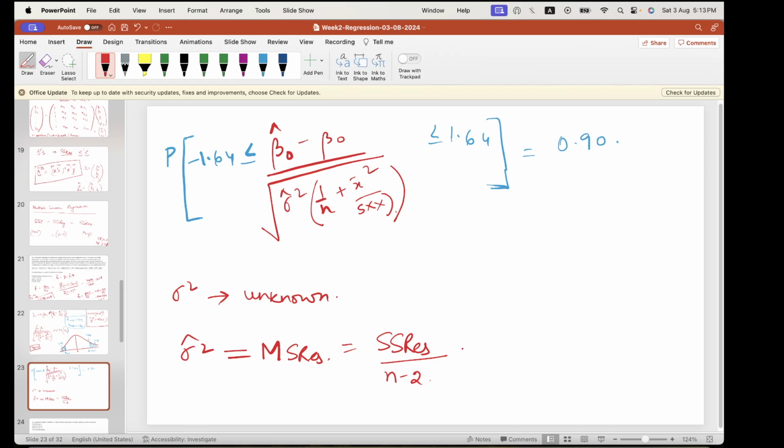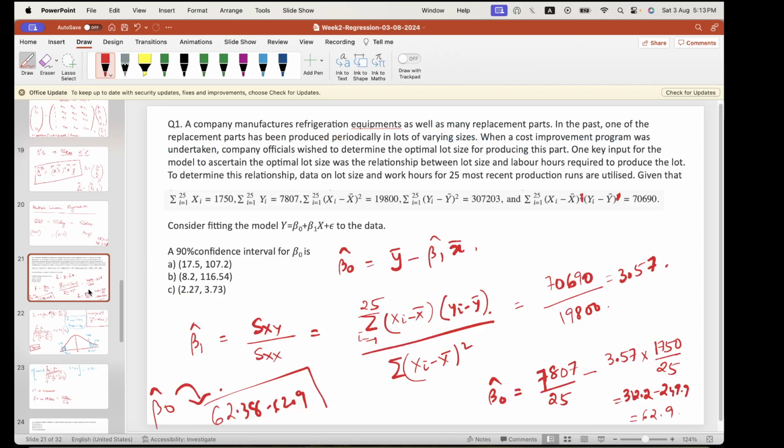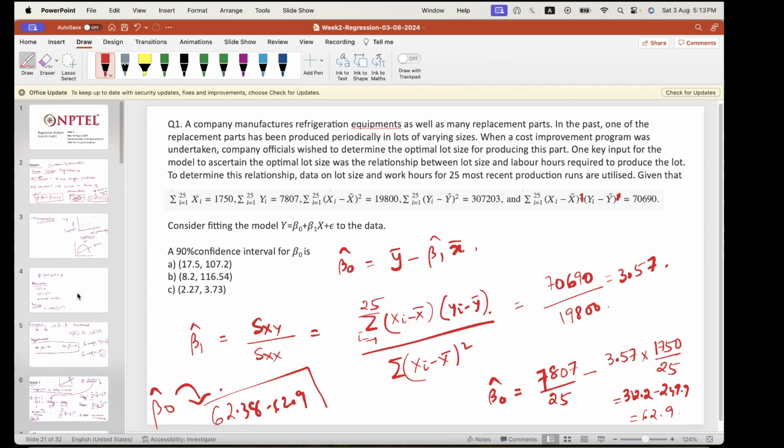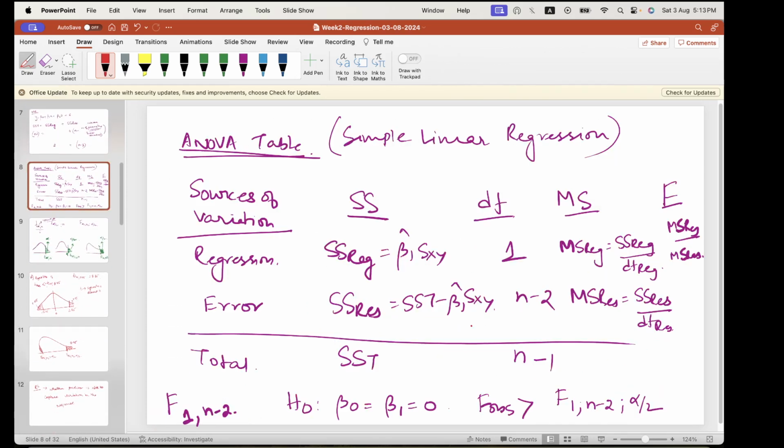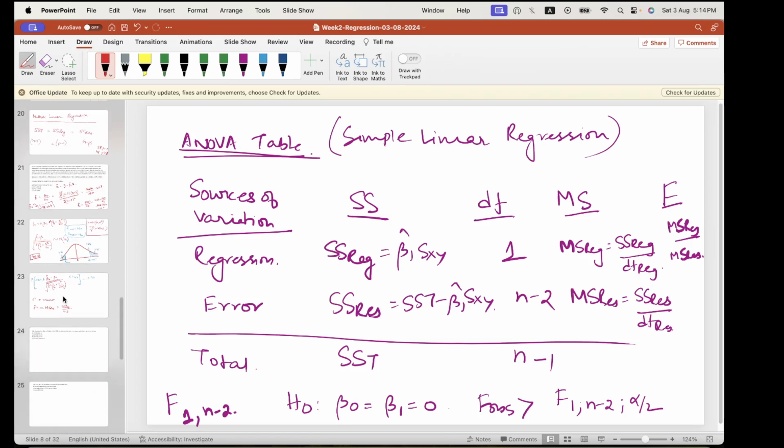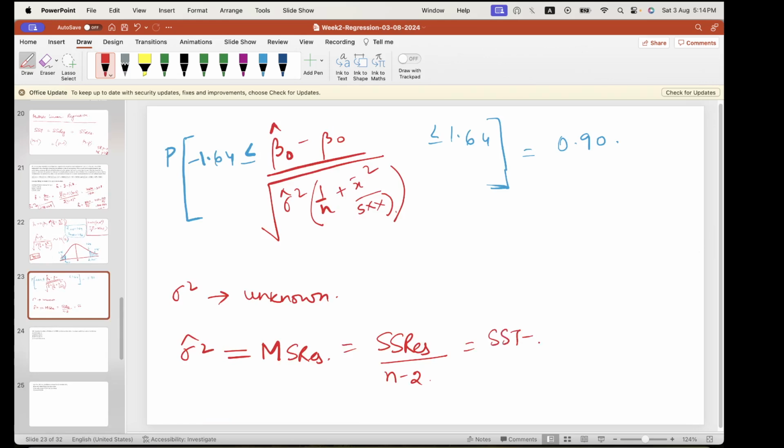So how do I calculate this SS residual? From here, you remember this ANOVA table which I wrote earlier. SS residual is SST minus beta 1 hat SXY. So similarly we are going to write it here. This is nothing but SST minus beta 1 hat SXY by n minus 2. SST is SYY minus beta 1 hat SXY by n minus 2. So we'll put these values over here.